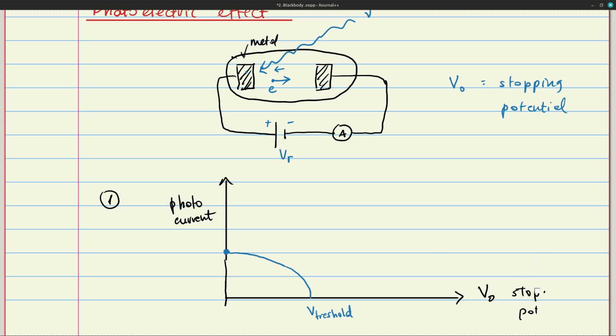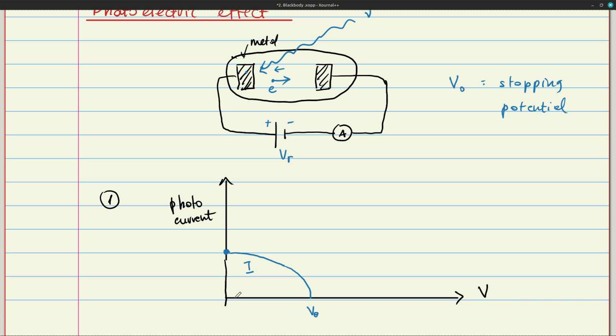Maybe I can call this the retardation potential. I don't know what to call the threshold. In my notes, I call this V naught, so let's stick with that. Whenever the current is 0, let's call this V naught. So this is for some light intensity I.